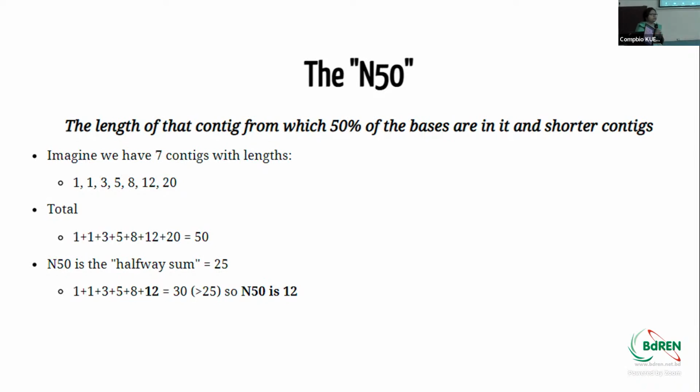N50 of 12 is better because it is saying that most of the contigs in my assembly file have a length of 12, so it's a greater length. The shorter the length of my contigs, the worse it is. So if I have an N50 of 20, that is much better. So the higher it is, the better.